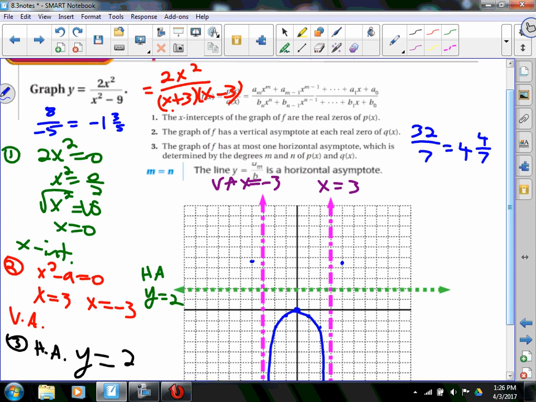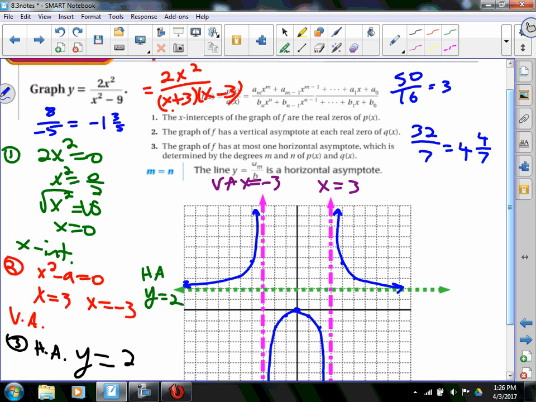If we picked 5, we would have 50 over 16, which is a little bit bigger than 3. So that's getting a little bit smaller now, isn't it? Do you think you have an idea what's going on here? The graph's going to end up kind of going like this, and like this, like that.